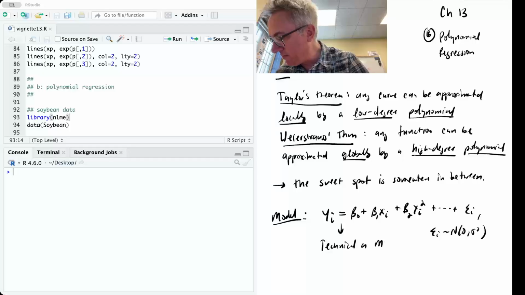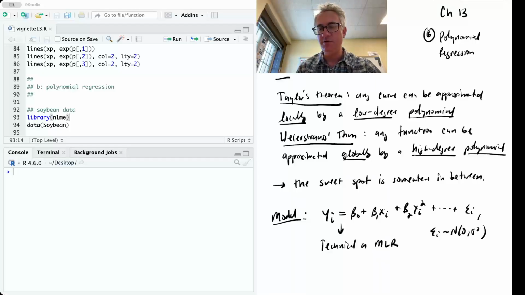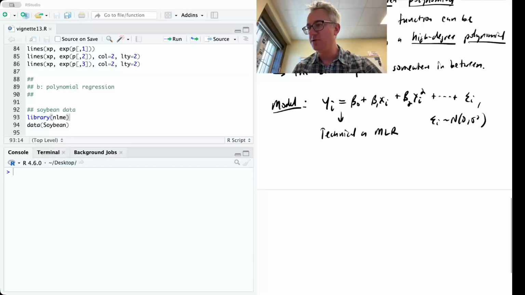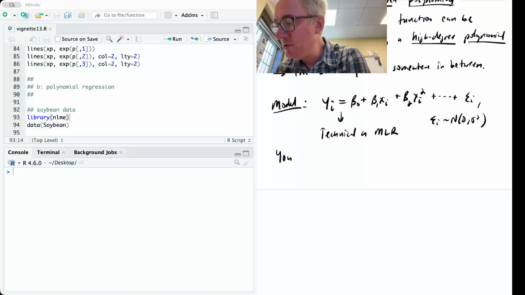Technically, this is a multiple linear regression, which is what I'm going to talk about in the next vignette. But this is a very special multiple linear regression where the features are powers of x. Okay, so let's not talk too much about multiple linear regression and save that until next time. You can choose to power up as much as you'd like.